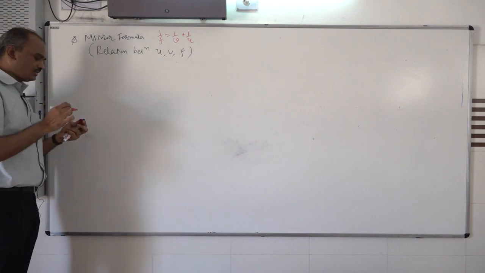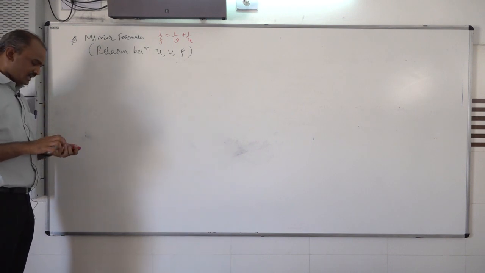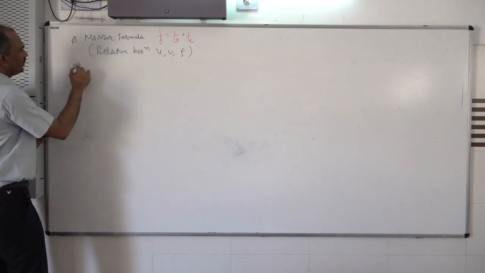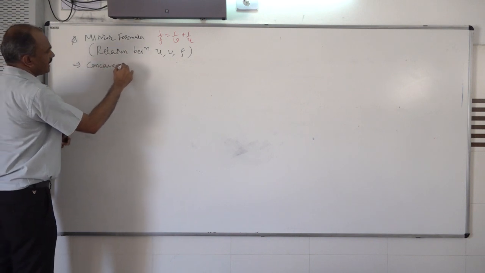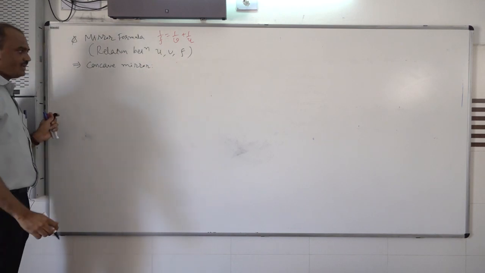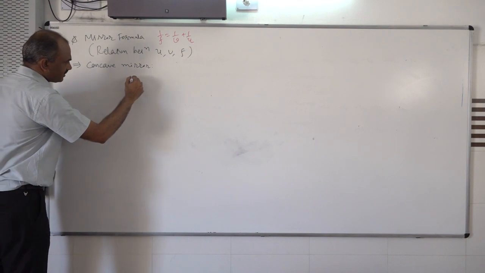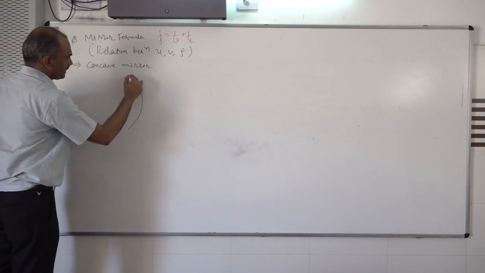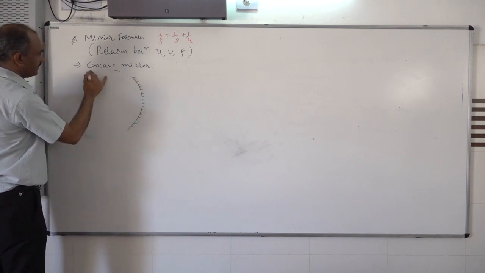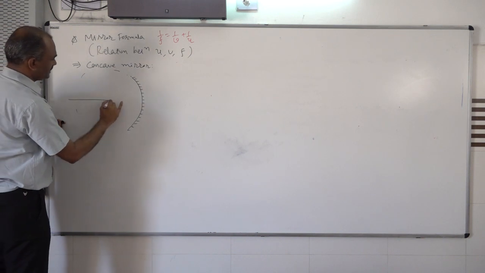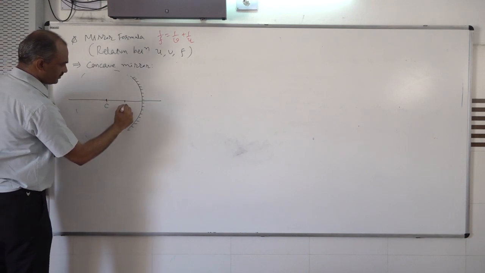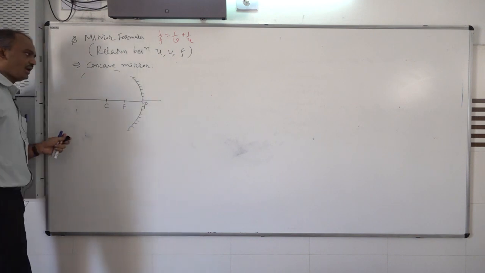Okay, so now we have to derive this mirror formula. Let's try to derive the mirror formula for a concave mirror. We are considering one concave mirror. We draw the principal axis. Here we have the center of curvature C, here the focus F, and here the pole P.